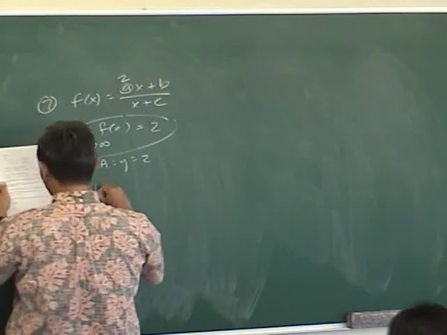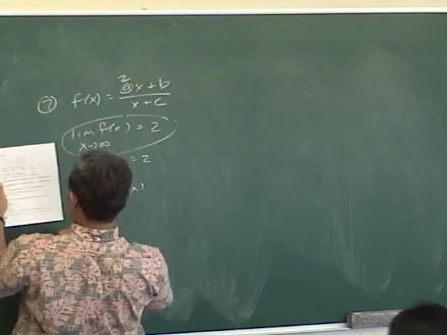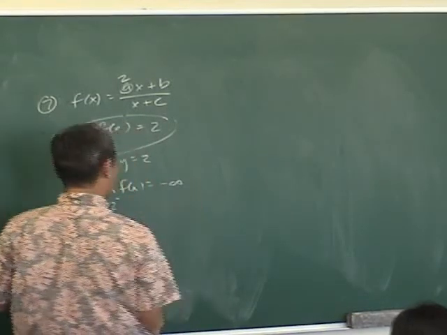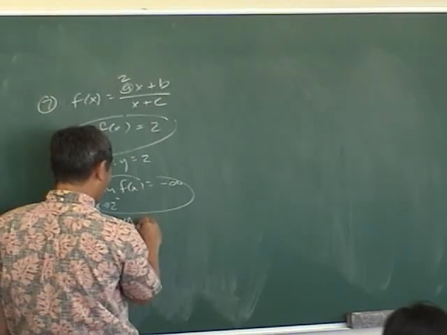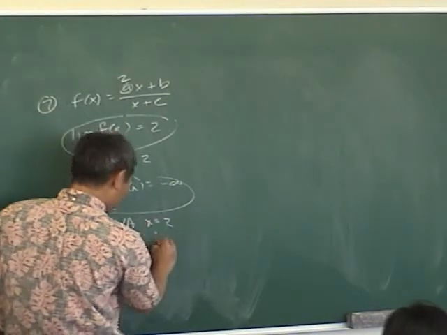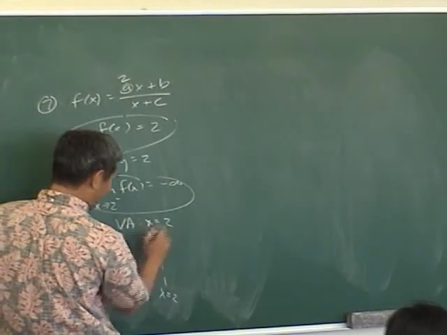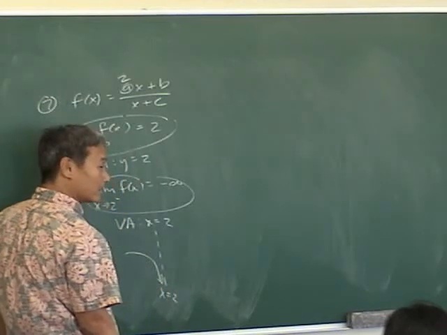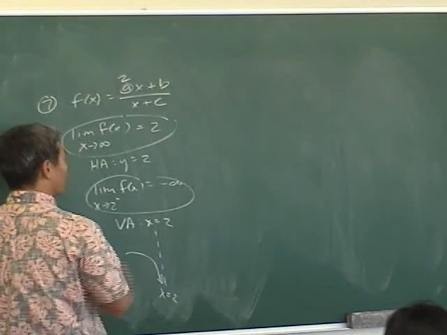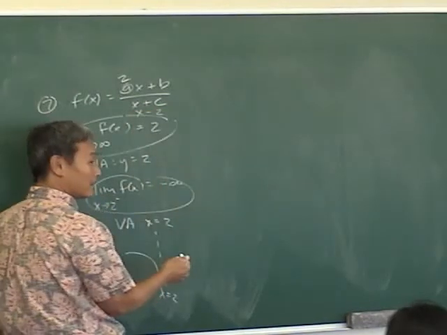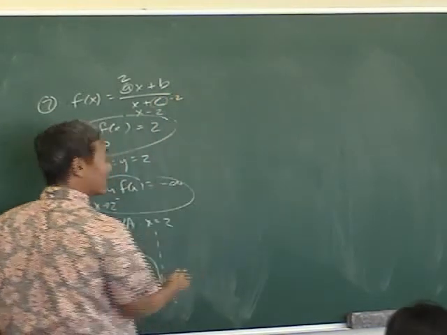And then the limit of this function as x approaches 2 from the left is negative infinity. What is that telling you? This means there's a vertical asymptote at x equals 2, right? Because if the limit coming from the left is negative infinity, the graph is shooting down like that. And how do you get a vertical asymptote at x equals 2? Don't you need x minus 2 in the denominator? Yes, so therefore c has to be negative 2, right?